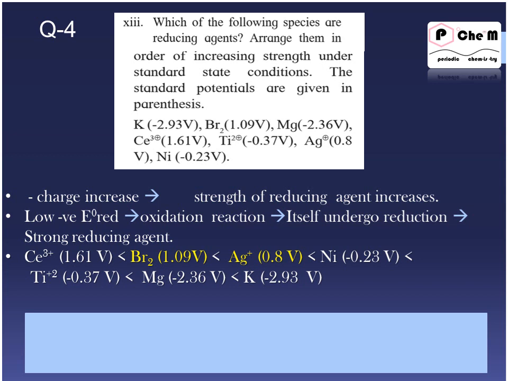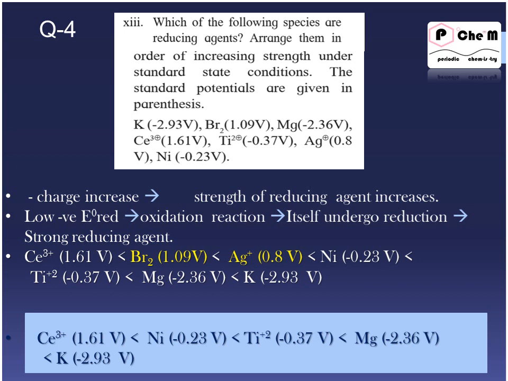In the case of Ce and Ti, in spite of both having a positive charge, they are reducing agents. Why? Because these are D block elements and D block elements can have variable oxidation states. Ce can have a plus 4 oxidation state and titanium can also have plus 3 and plus 4 oxidation states. That's why both elements can undergo further oxidation and hence they are reducing agents. Therefore, from this series, we need to eliminate just two terms, Br2 and Ag plus, and our final answer will be Ce plus 3 being the lowest reducing agent while K is the highest reducing agent.